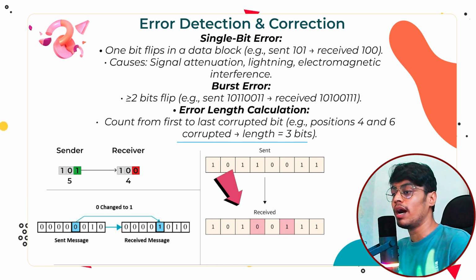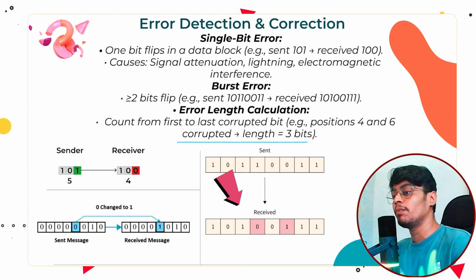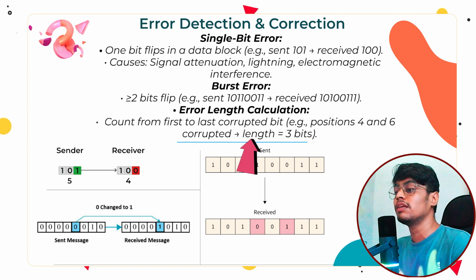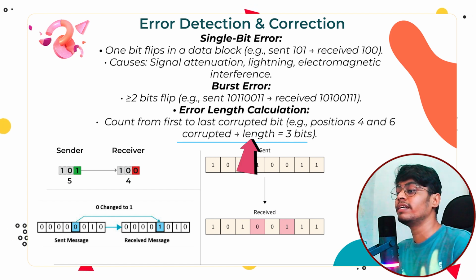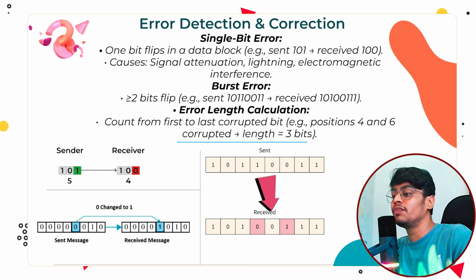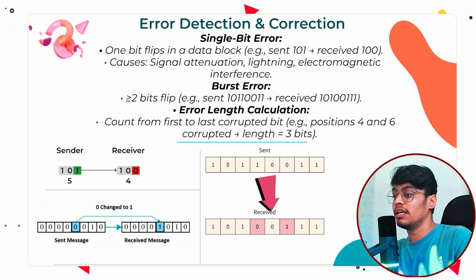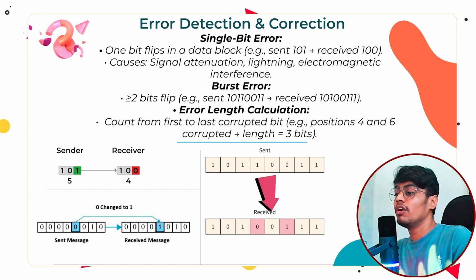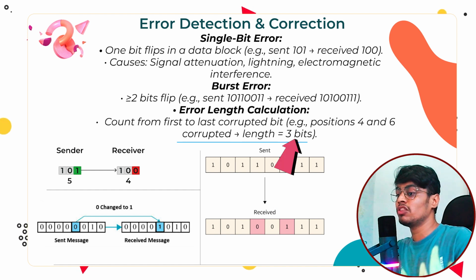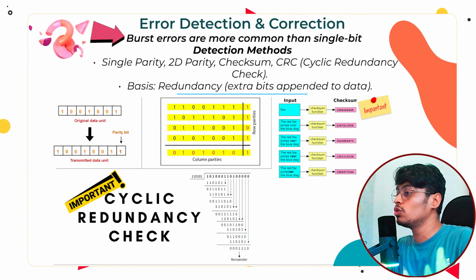But if you are asked what is the length of error, then how do we find the length of error? If the bits in between are not changed, they are as it is, even then we will count them. The fourth and sixth bits changed, so the length of error is 3 bits. Now burst error is more common compared to single bit error.